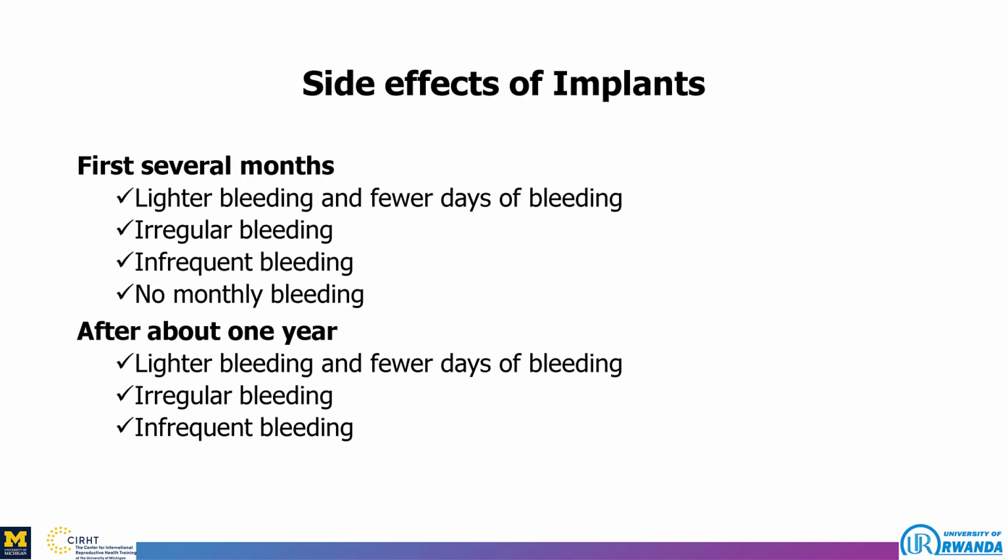Some side effects of implants are the answers to the above question. She might have lighter bleeding or fewer days of bleeding. She might have irregular bleeding. She might have infrequent bleeding. She might not have her bleeding at all. After about 1 year, you may notice some light bleeding and a few days of bleeding. There might also be irregular bleeding. Also infrequent bleeding can happen after 1 year.